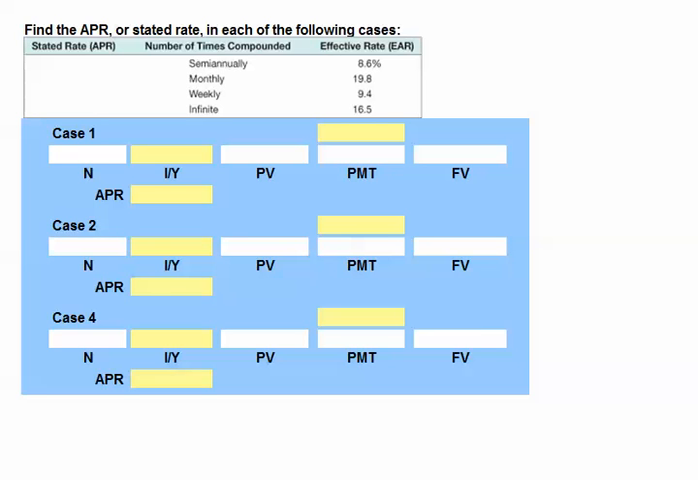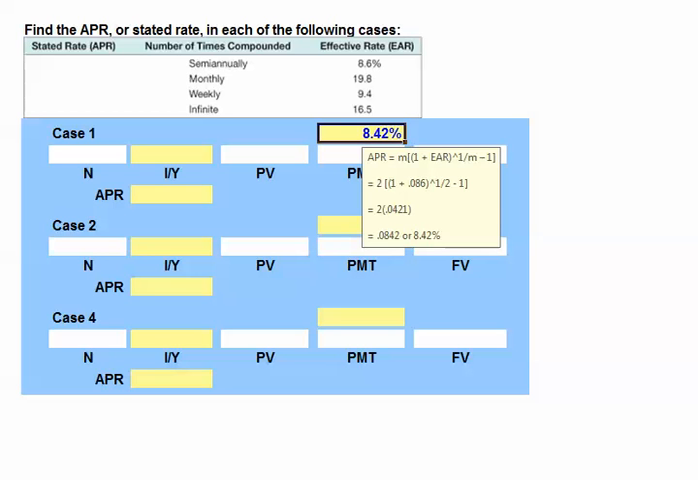Find the APR, the annual percentage rate or stated rate, in each of the following cases. In the first case, we're told we earn an effective annual rate, or EAR, of 8.6%, and we have semi-annual compounding.